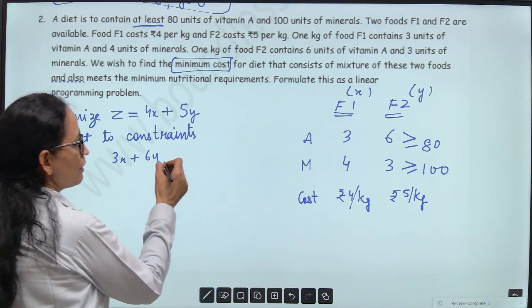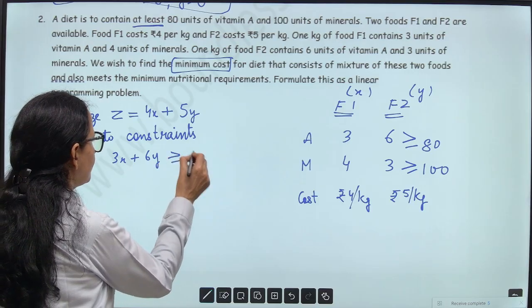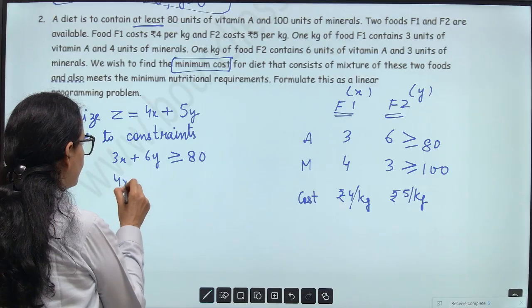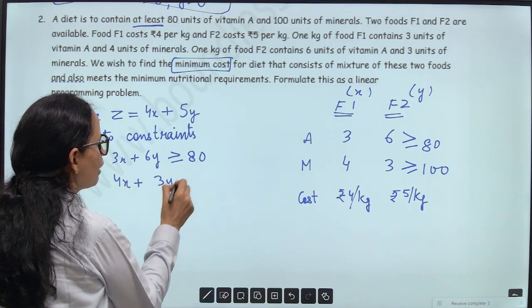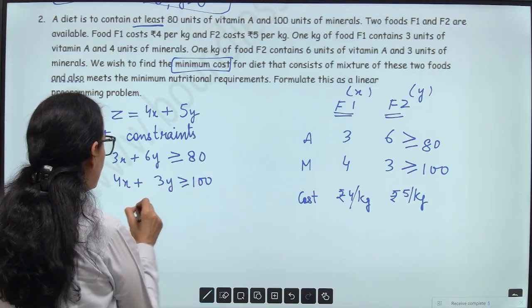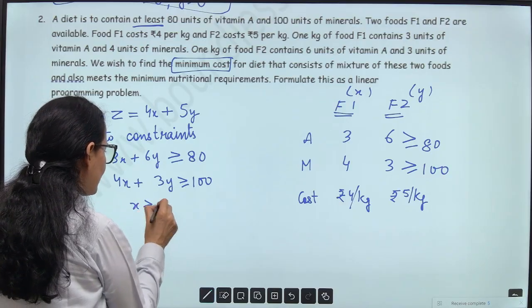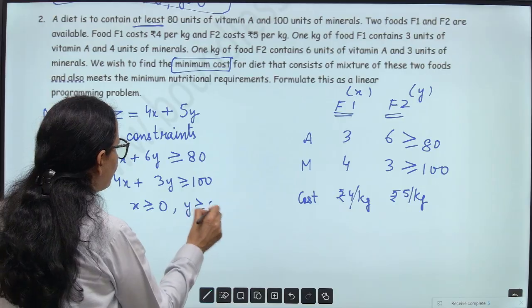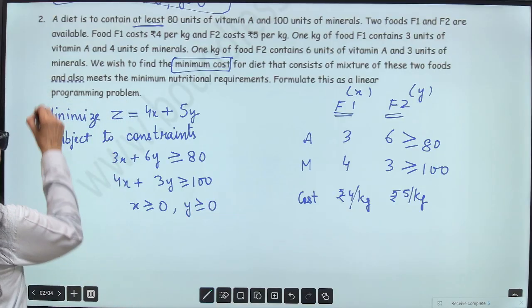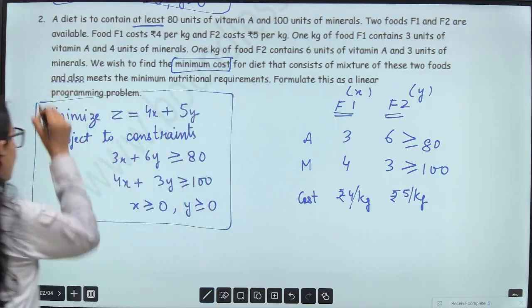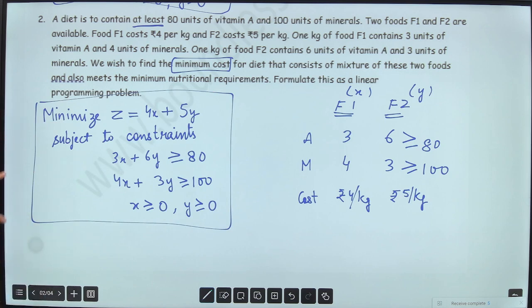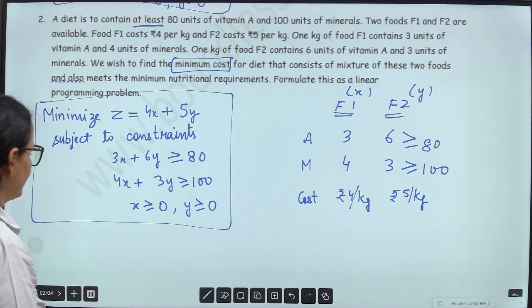So 3x plus 6y is going to be greater than equal to 80 and 4x plus 3y greater than equal to 100. And the implicit constraints, very important to be mentioned very clearly. Put it in a box so that the entire LPP is clearly visible, all the components: the objective function, whether you need to maximize or minimize, the explicit constraints and the implicit constraints. Everything has to be there when you are formulating an LPP.